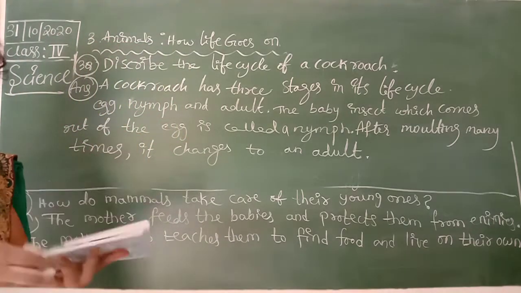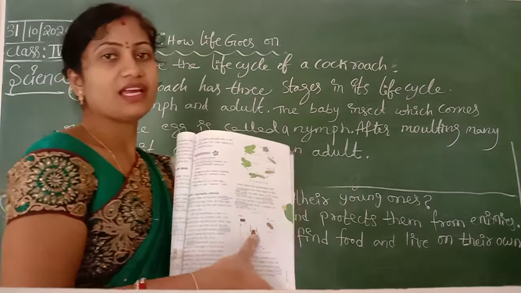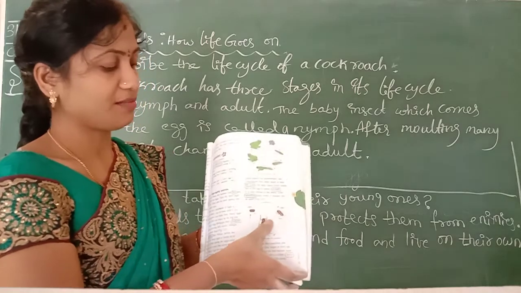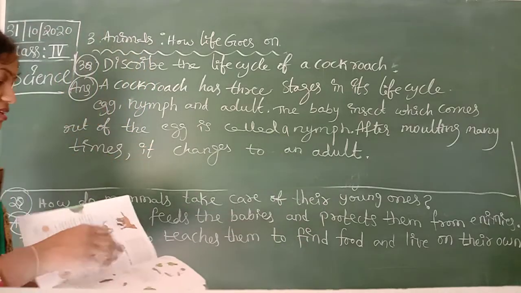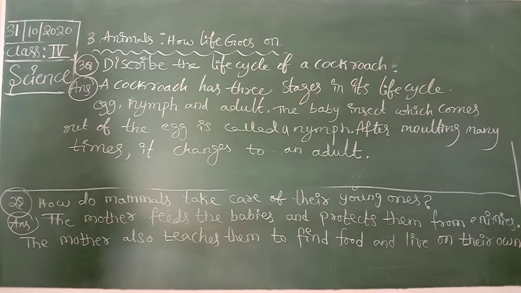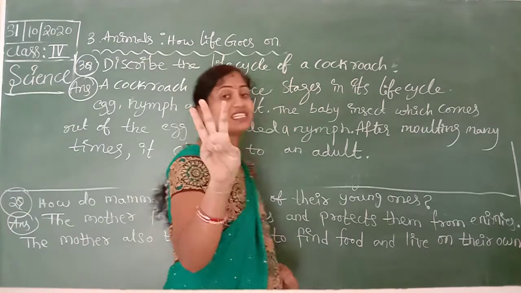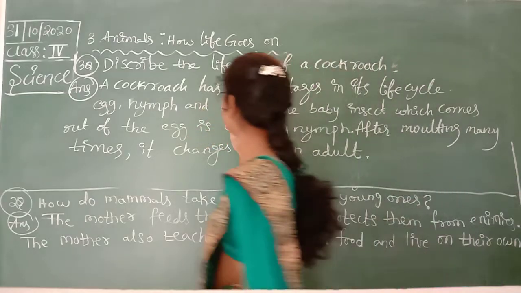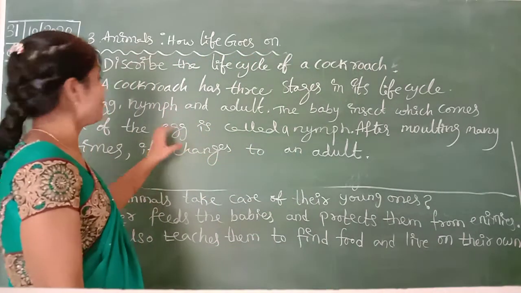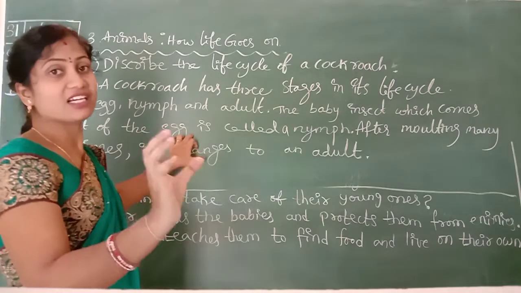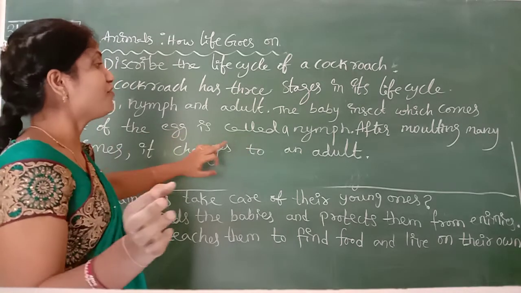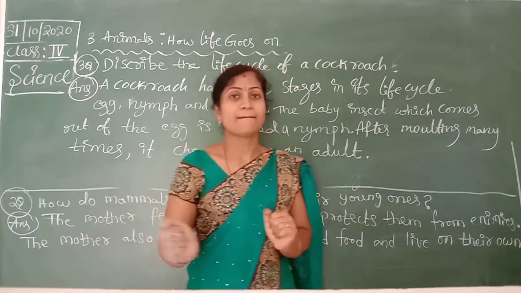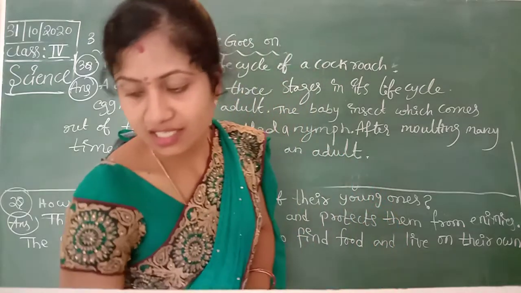Better to draw this picture. Below, this picture you have to draw after completing this answer. Clearly, we will explain that. A cockroach has 3 stages in its life cycle. Egg, nymph and adult. The baby insect which comes out of the egg is called a nymph. After molting many times, it changes into an adult. I hope you understand, children.